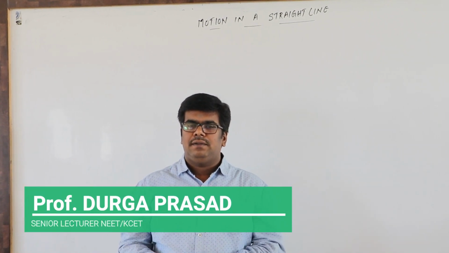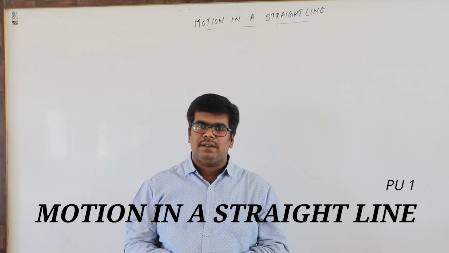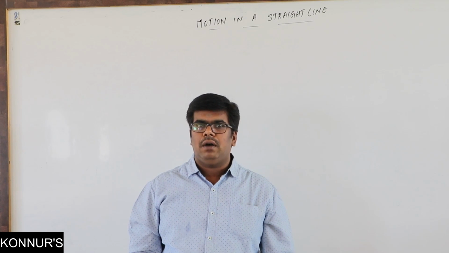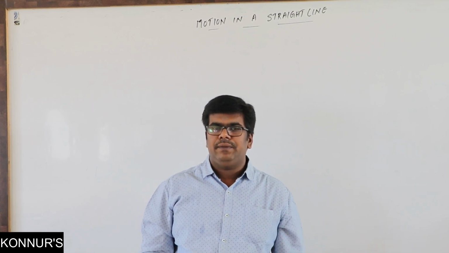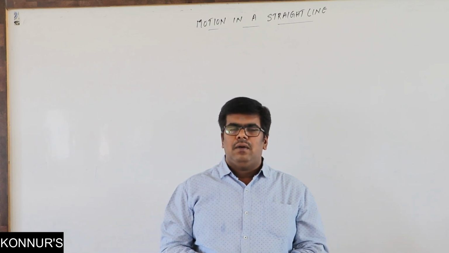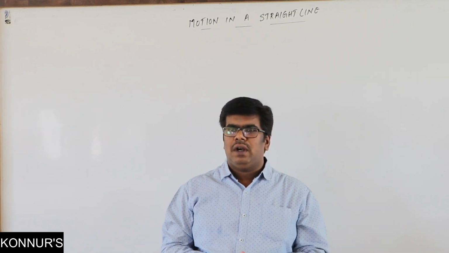So, in the last class we discussed vectors and that is finished. Then we'll go to the next topic called motion in a straight line. This is also called motion in one dimension. What do motion in a straight line and motion in one dimension mean?